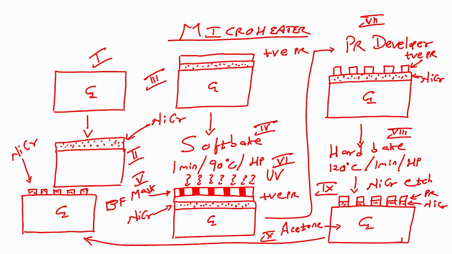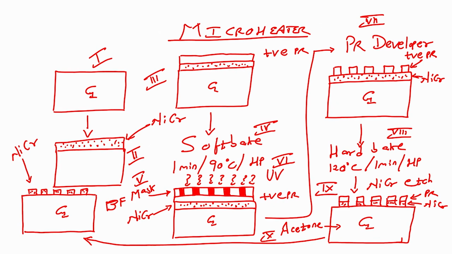So, once again glass, then nichrome, then positive photoresist spin coating, soft bake at 90 degree centigrade for 1 minute on hot plate. Next step is to load the mask. This is a bright field mask. After that you will expose this wafer with UV lithography with UV light. So, you have UV. Next step would be to develop the photoresist. So, we will dip this wafer in photoresist developer. Then we have a hard bake.